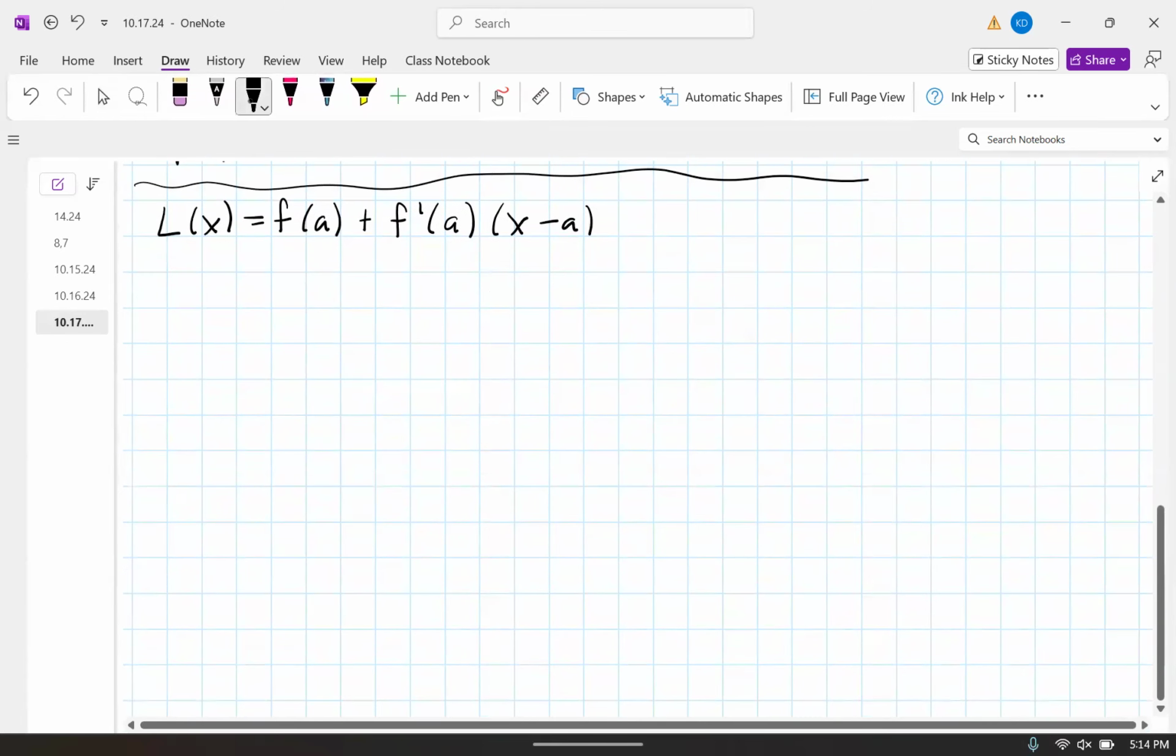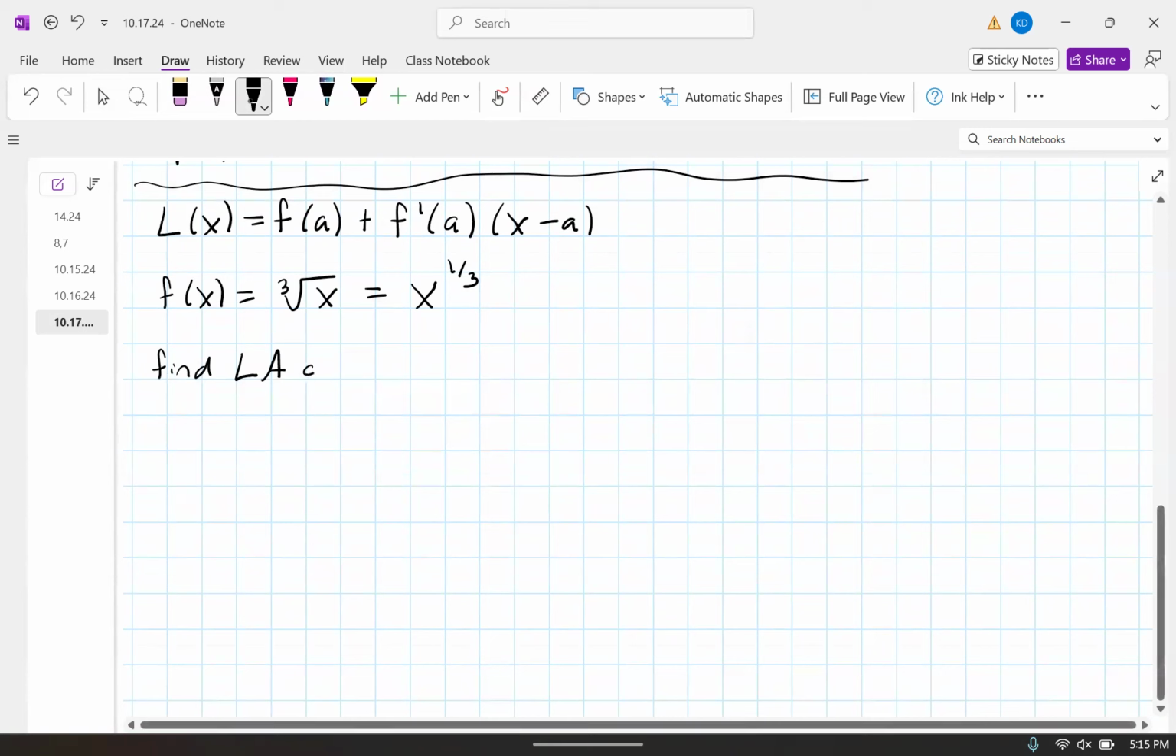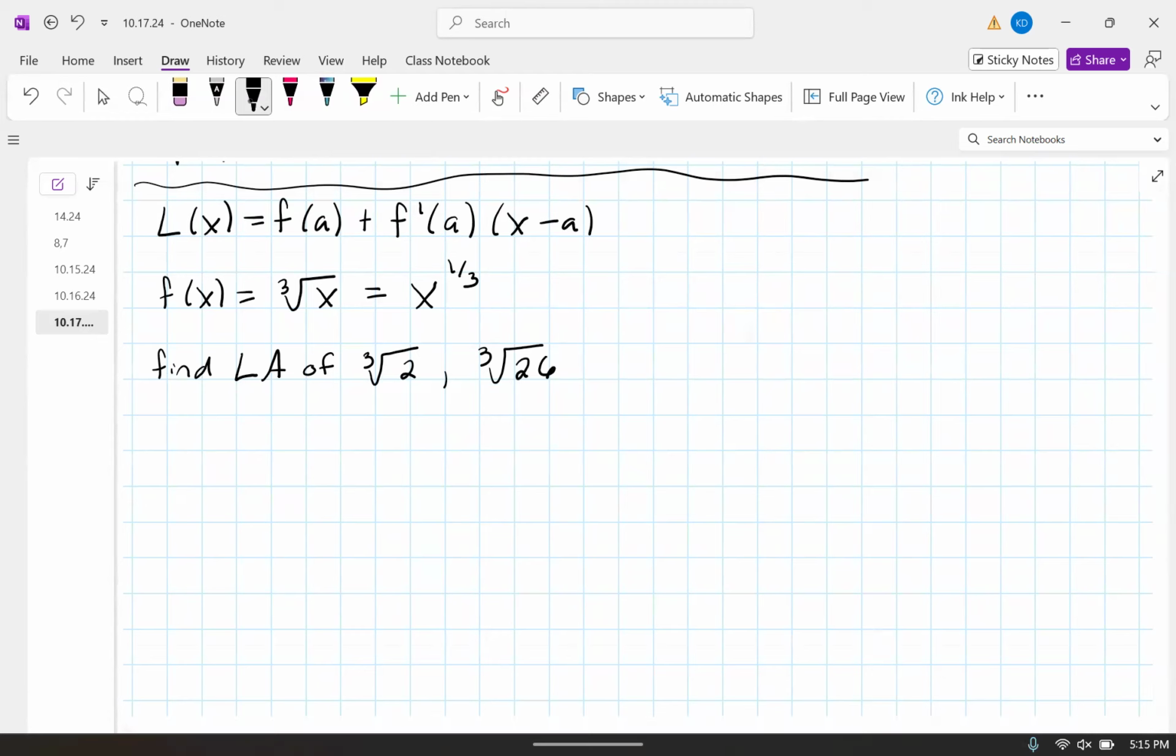And let's say our function is the cube root of x, which we can rewrite as x to the 1/3. And we want to find the cube root of 2 and find the cube root of 26. So we're going to do this 2 times.